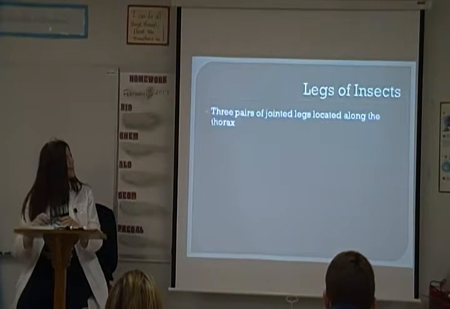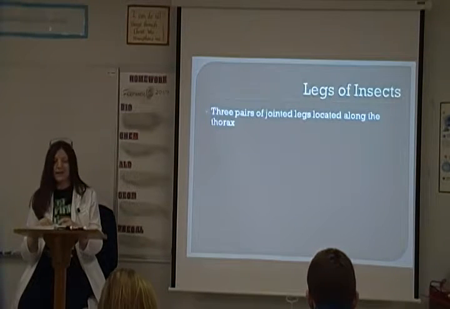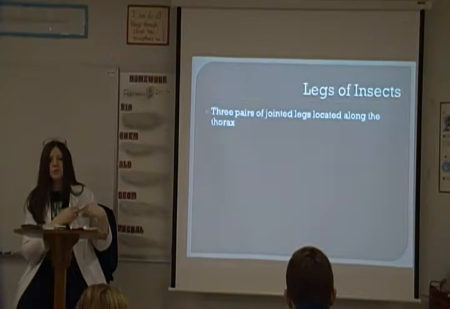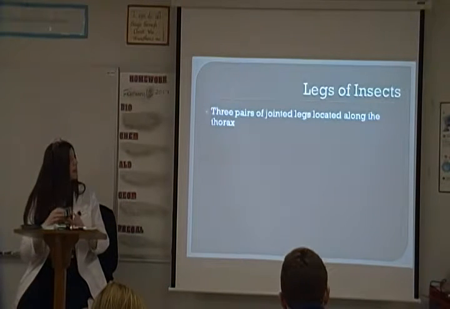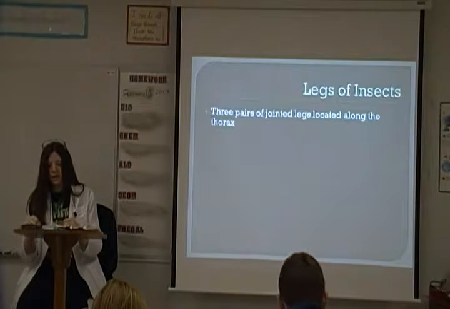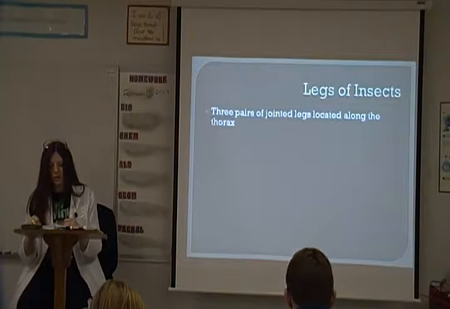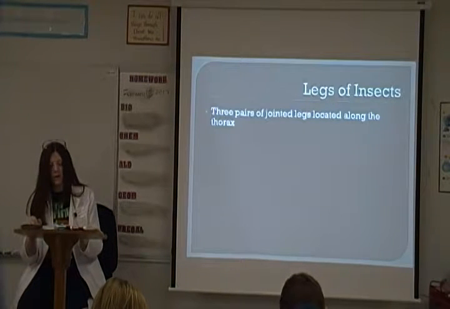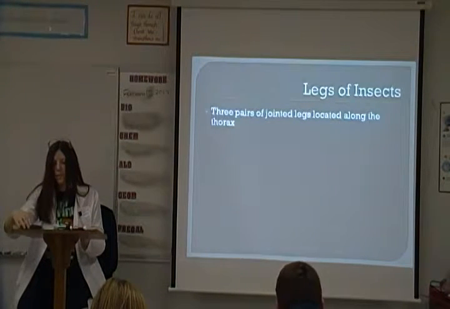All right. Their legs, they do have, once again, 3 pairs of legs. They are jointed because they are arthropods, so they're jointed legs located along the thorax. So they have their head, the thorax, and the legs are attached to the thorax portion. Now the structure of the legs does vary depending on the insects.